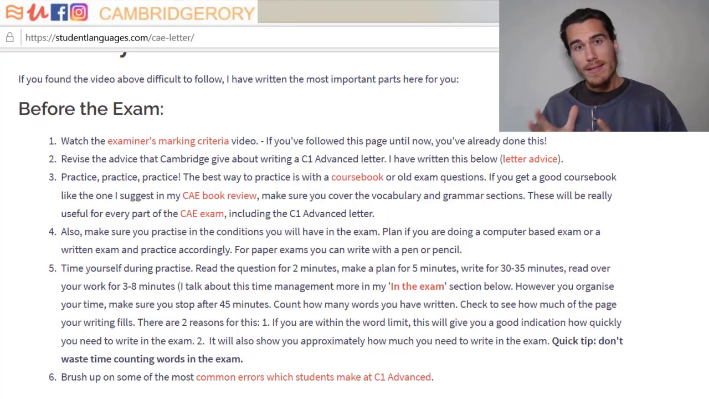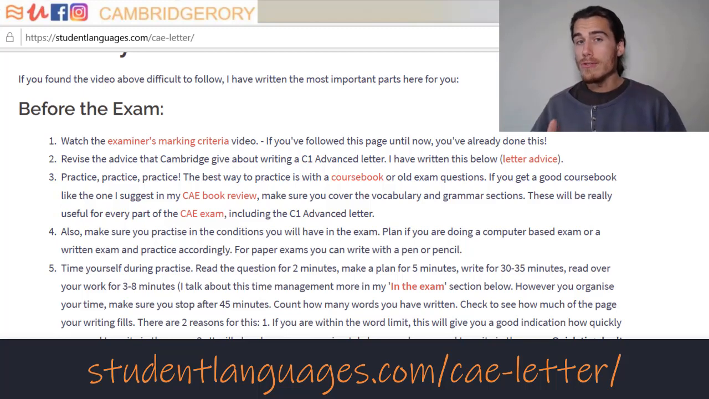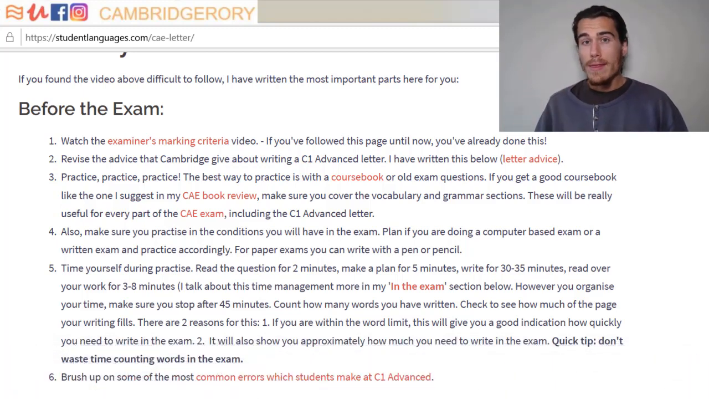And again, on my CAE letter page, you will find some critiques of real students' writing with my thoughts written on this example examiner's assessment scale. So have a read of that, because that will be really useful for you. So that's tip number 1. Learn the examiner's marking criteria.